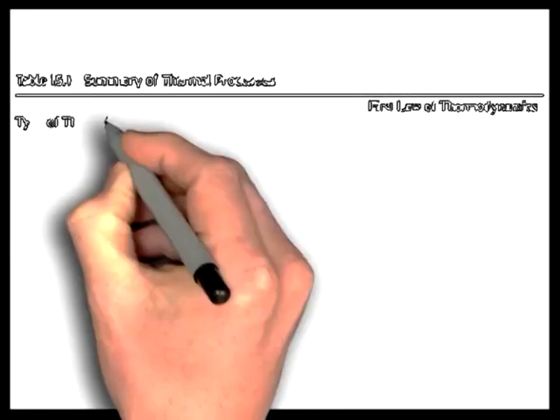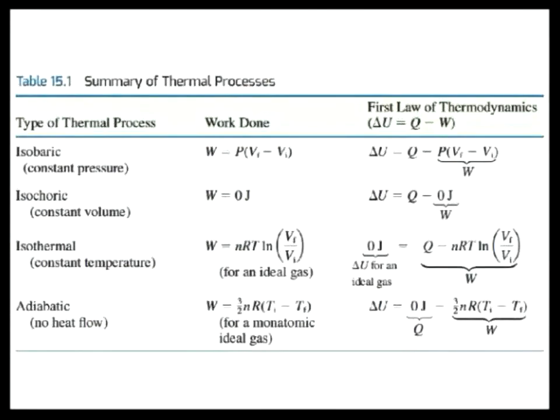The following table summarizes the work done in the 4 types of thermal processes we have considered. For each process, it also shows how the first law of thermodynamics depends on the work and other variables.